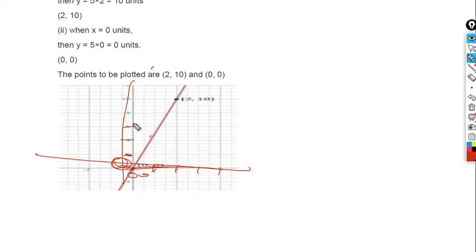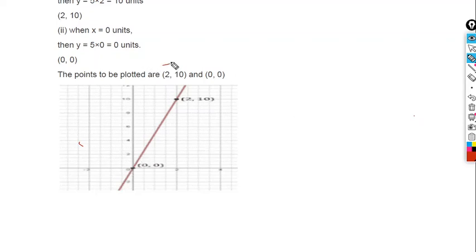You can divide it according to your convenience. For example, suppose 1 unit equals 1 centimeter, you can divide it as 1 unit, 2 units, 3 units, or you can make 1 unit equal to 2. Here one slot you can give as 2 units each. So you do it as per your convenience.